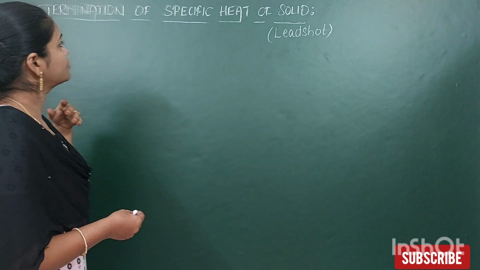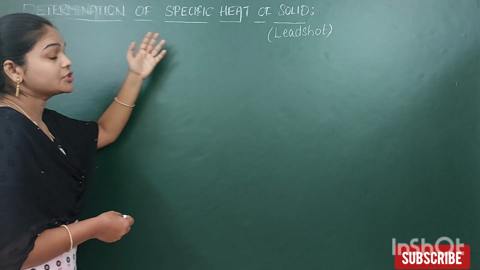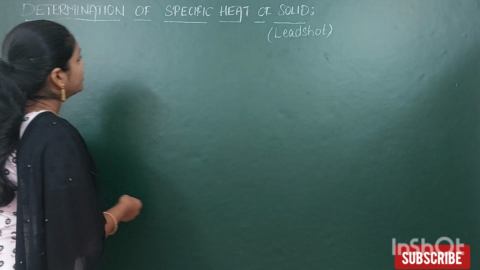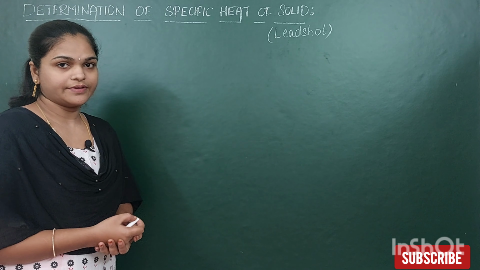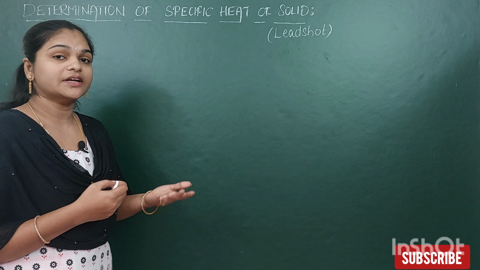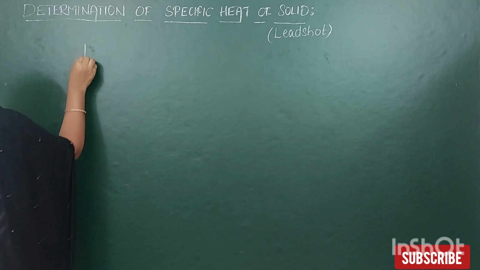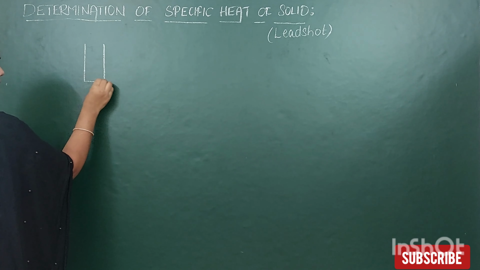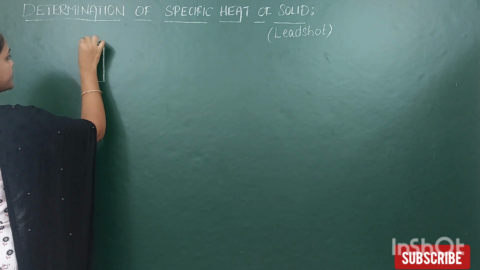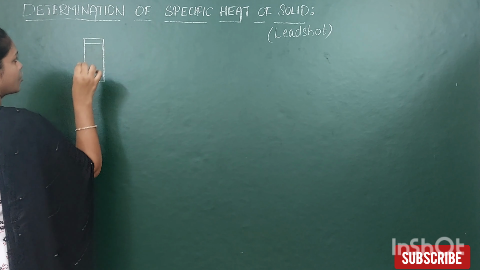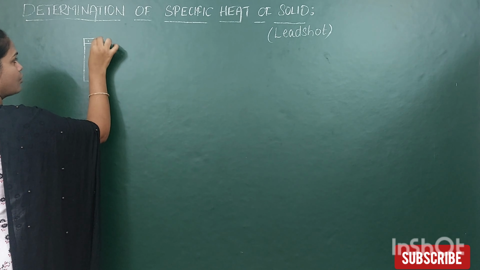So today we are going to discuss the determination of specific heat of a solid. Yes. So our aim is to determine the specific heat of a solid. To achieve that aim, what materials are required? We require a copper calorimeter which has a lid on it, and that lid consists of two holes.